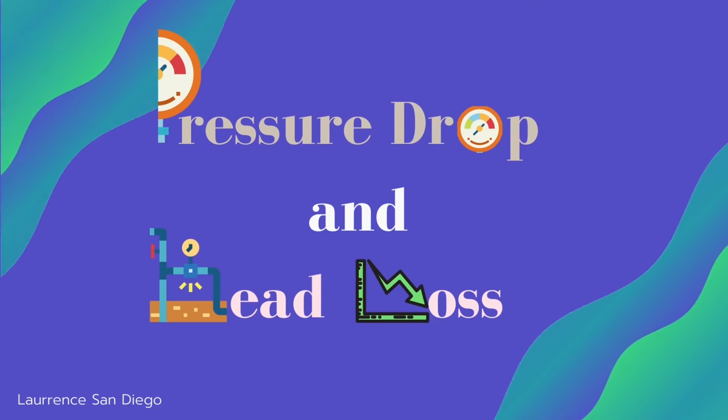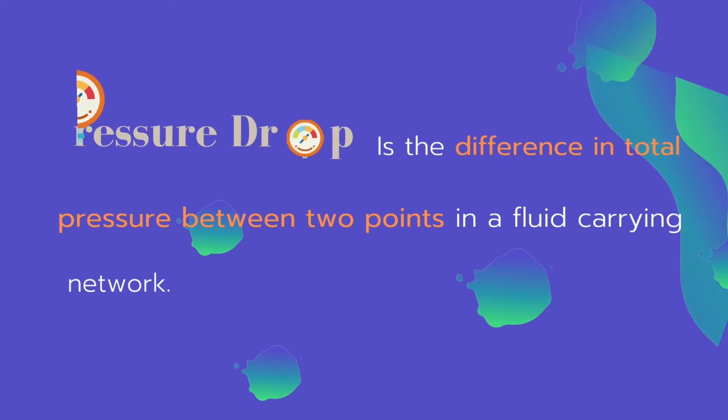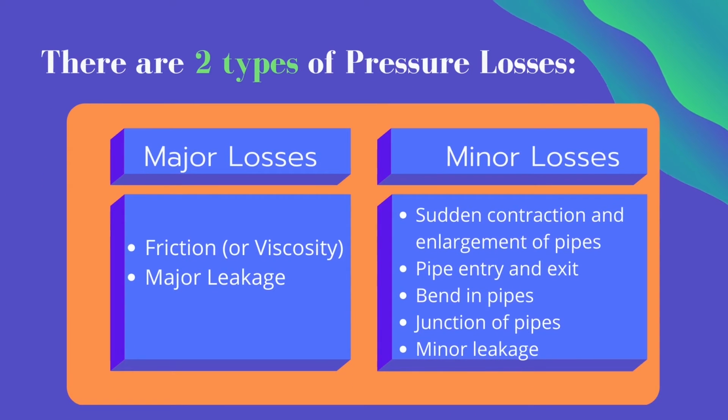Pressure drop and head loss. Pressure drop is the difference in total pressure between two points in a fluid carrying network. There are two types of pressure losses, and these are major losses and minor losses. Major losses are caused by friction or viscosity and major leakage, while minor losses are caused by sudden contraction and enlargement of pipes, pipe entry and exit, bends in pipes, junctions of pipes, and minor leakage.